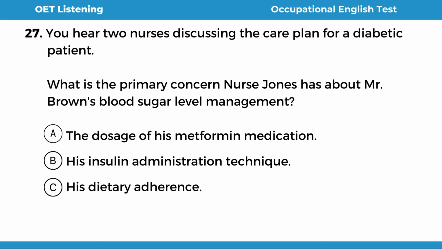I'm concerned he might not be following his diet properly. It might help to involve a dietitian to reassess his meal plan. Also, we should ensure he's monitoring his blood sugar levels regularly and keeping a log. We should also educate him on the importance of regular physical activity, as it can help stabilise his blood sugar levels. That's a good idea. I'll arrange for a dietitian consultation and review his blood sugar log with him.